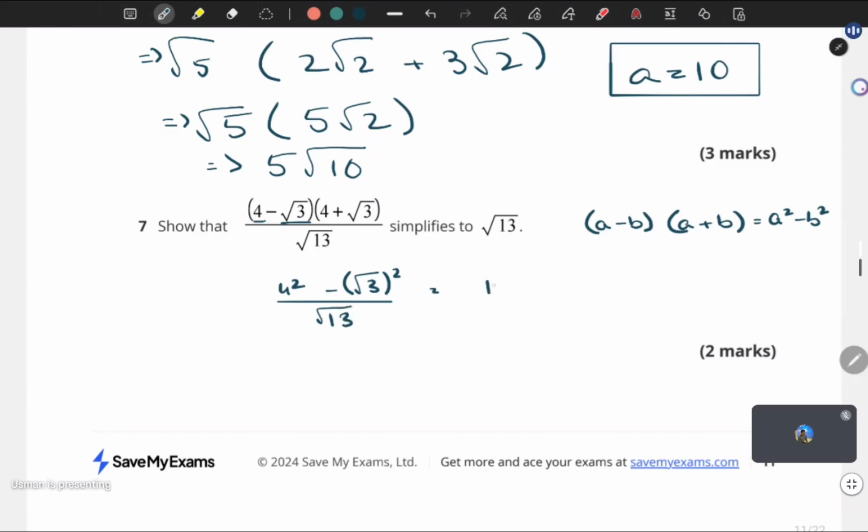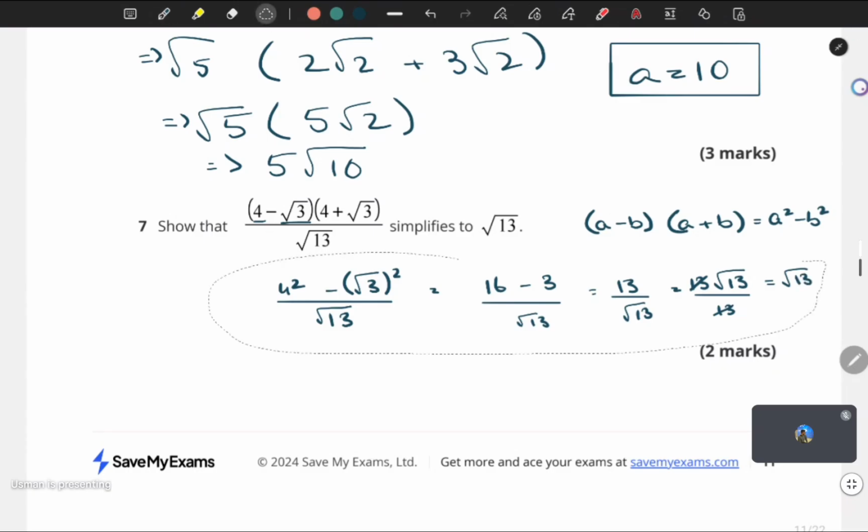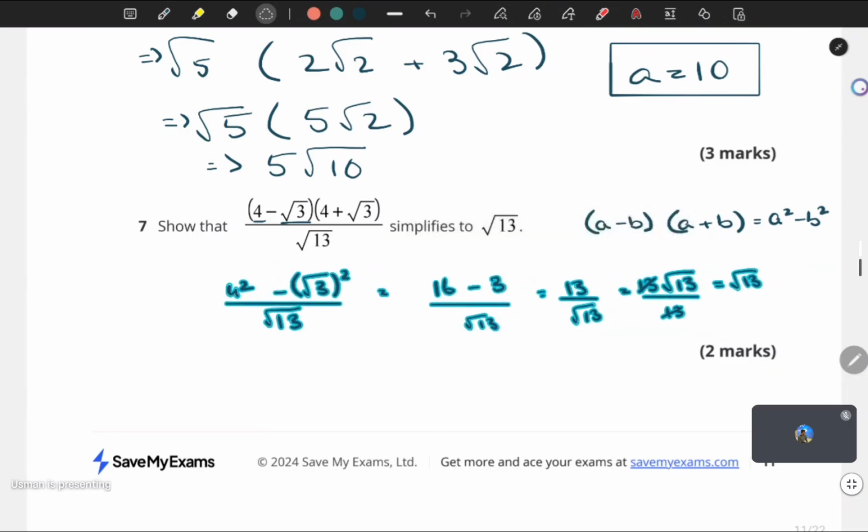So this would become 16 minus 3 over root 13, right? And this should become 13 over root 13, which would become 13 multiplied by root 13 over 13. And these 13 would cancel out each other, and the final answer is root 13, right? Simple enough.